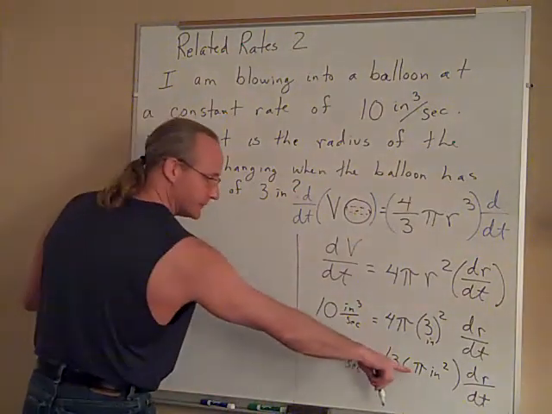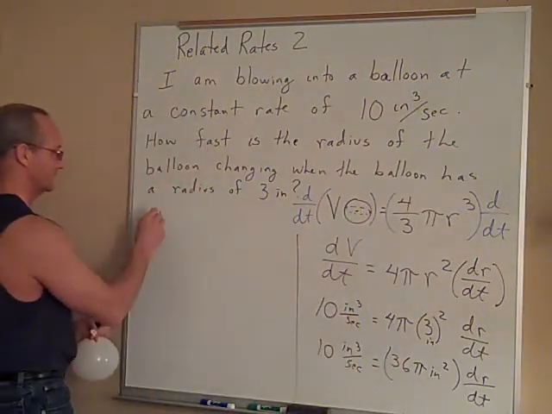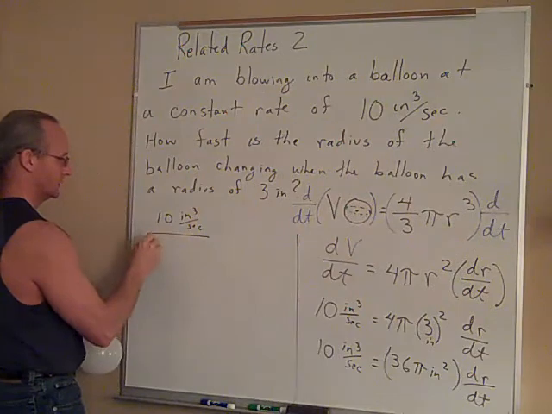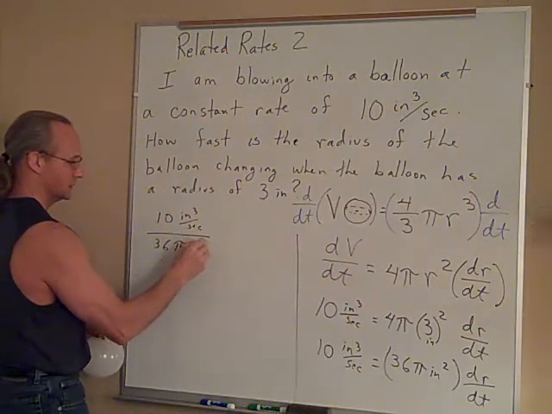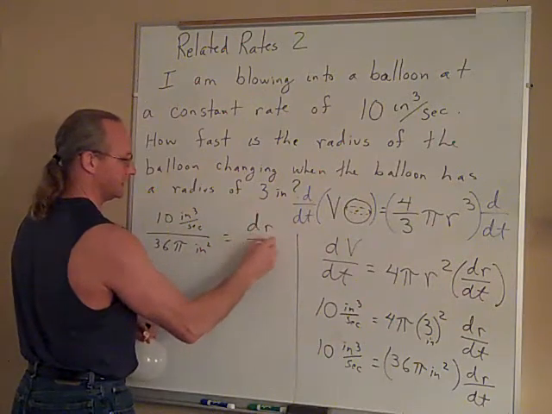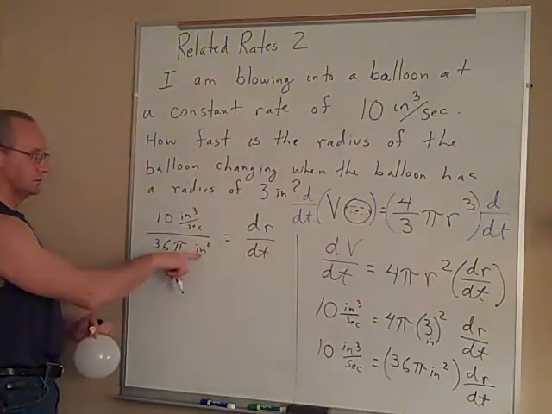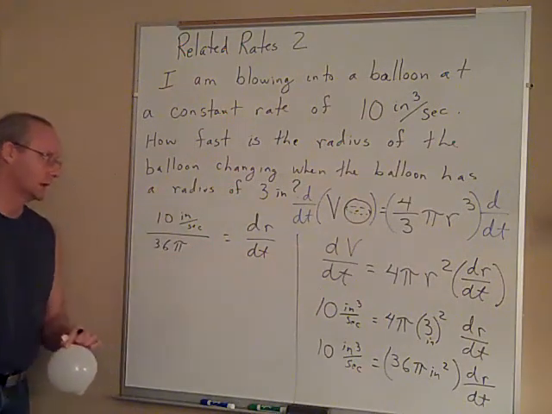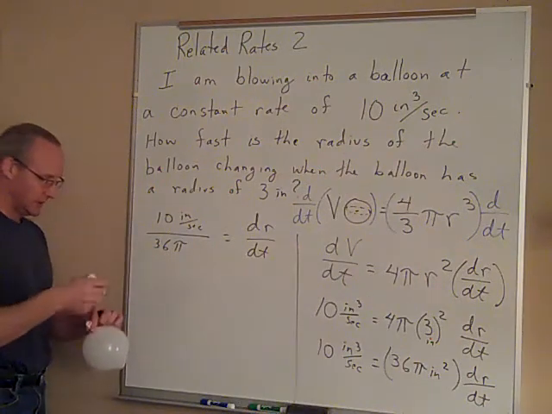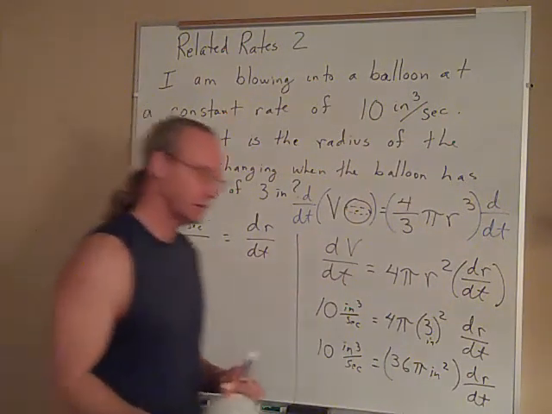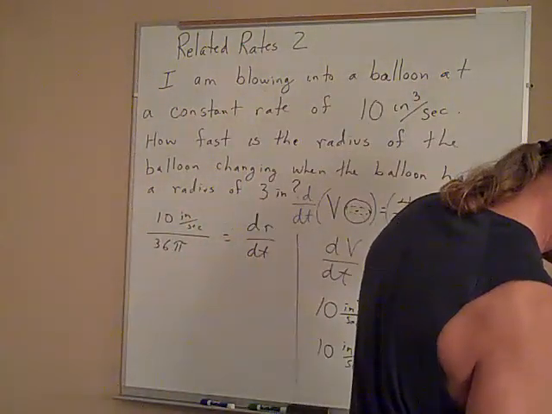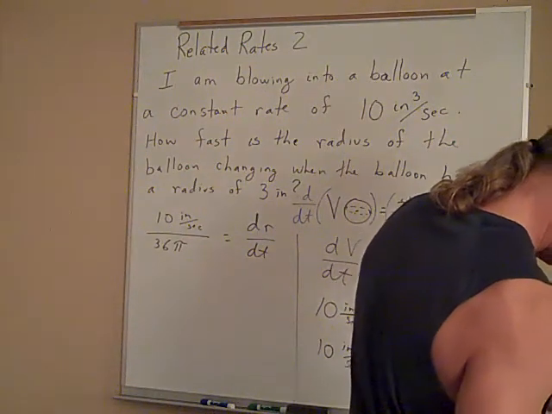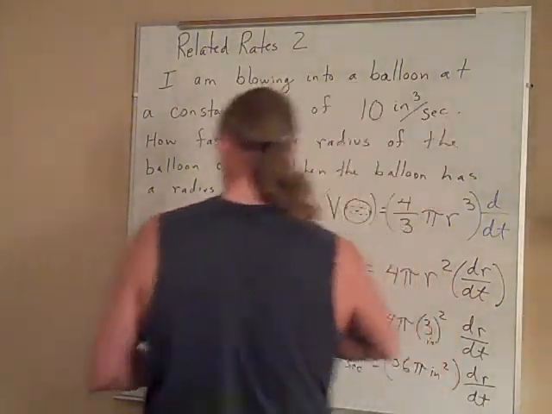Now what I'm going to do is divide by 36 pi inches squared on both sides. And I'm going to get dr/dt. The inches squared simplifies with the inches cubed to give me inches per second. This is 10 over 36 pi. Now this is a fairly small decimal. Let me divide it. It gives me about 0.09.